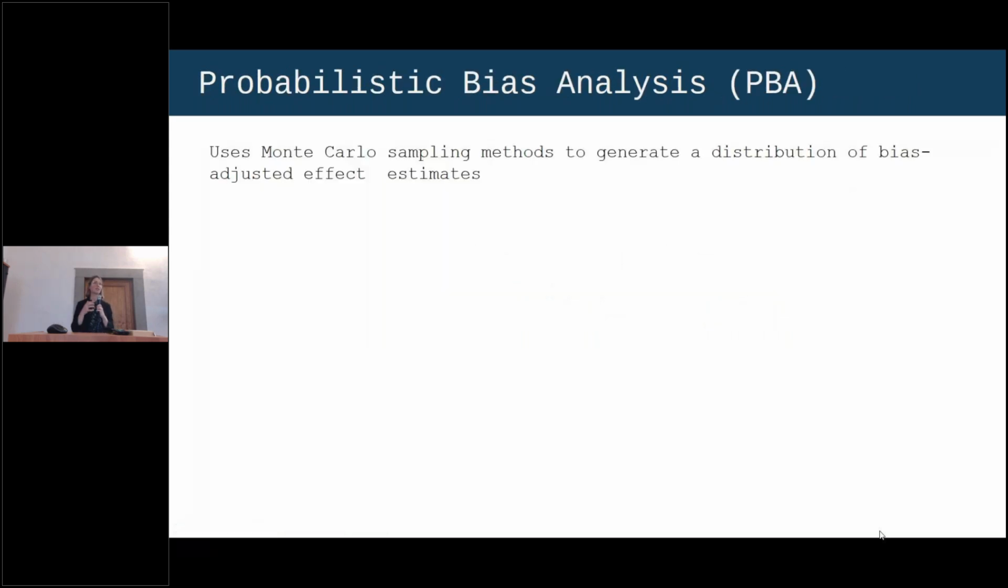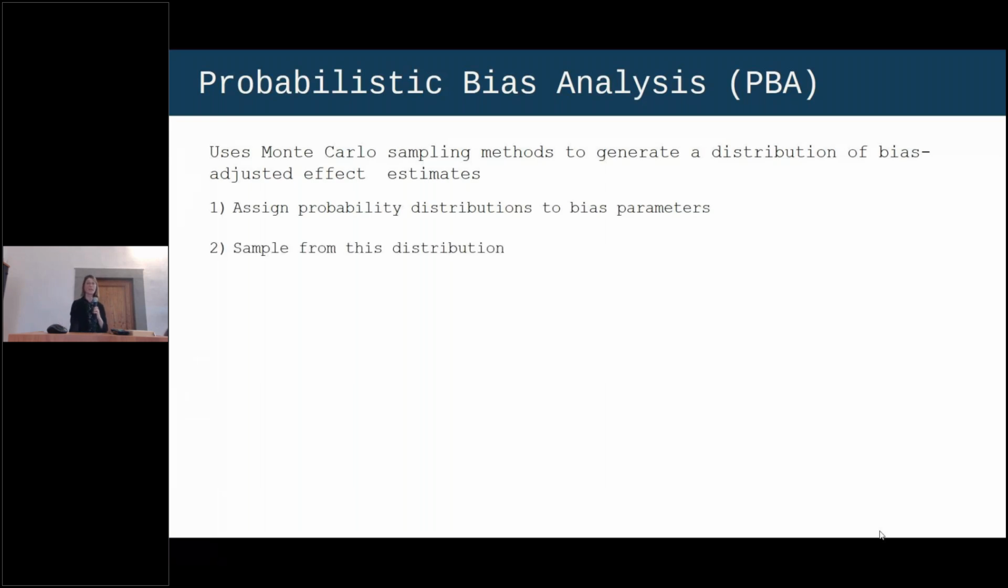So we also have something called probabilistic bias analysis. In PBA, we use Monte Carlo sampling methods to effectively generate a distribution of bias-adjusted effect estimates. The way we do this is that we assign probability distributions to bias parameters, and then we sample from those. We then take the individual value we sample and correct our 2 by 2 table, and then we do this very many times.